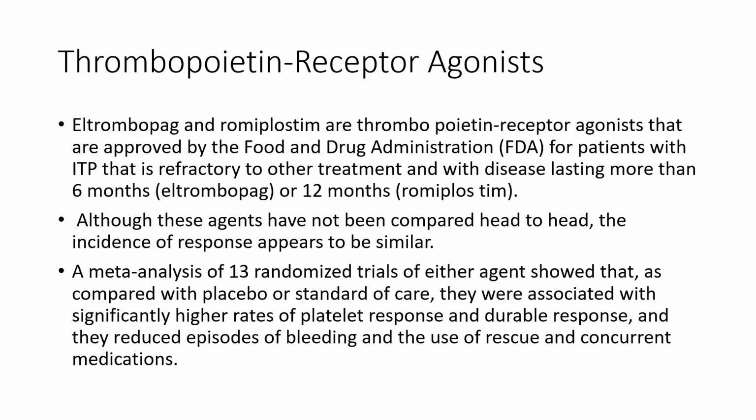Thrombopoietin receptor agonist. Eltrombopag and romiplostim are thrombopoietin receptor agonists that are approved by the Food and Drug Administration for patients with ITP that is refractory to other treatment and with the disease lasting more than 6 weeks and or 12 months. Although these agents have not been compared head to head, the incidence of response appears to be similar.